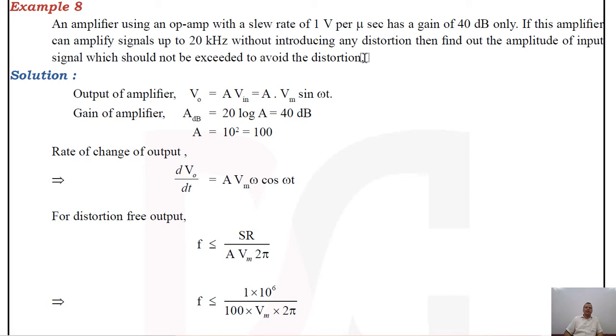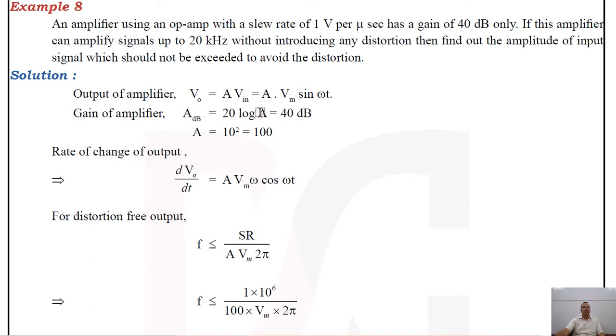So you can see the output of the amplifier is what? V0 is equal to A into V in, that is A into V in. Remember, if there is frequency, that means we are talking about the sinusoidal signal. So here gain is given in decibels, so we know gain in decibels is what?